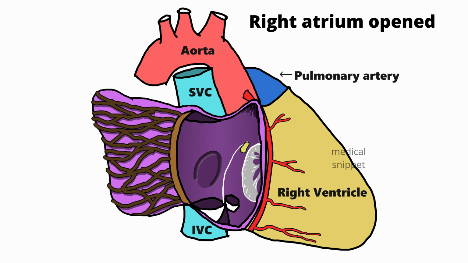There is a prominence in the interatrial septum superior and anterior to the fossa ovalis. It is called torus aorticus. This is formed by the aortic root, and it marks the location of the non-coronary cusp of the aortic valve.